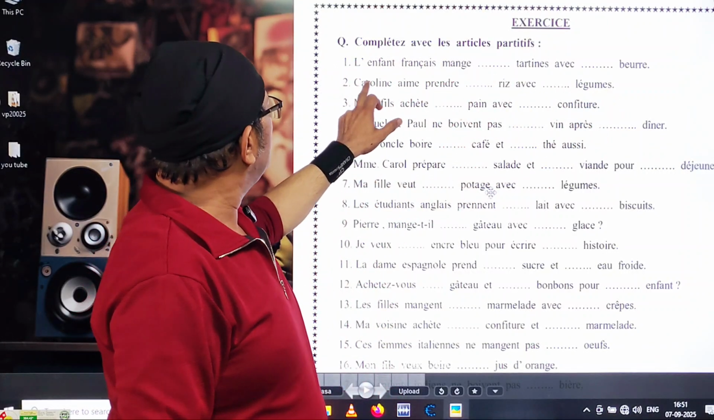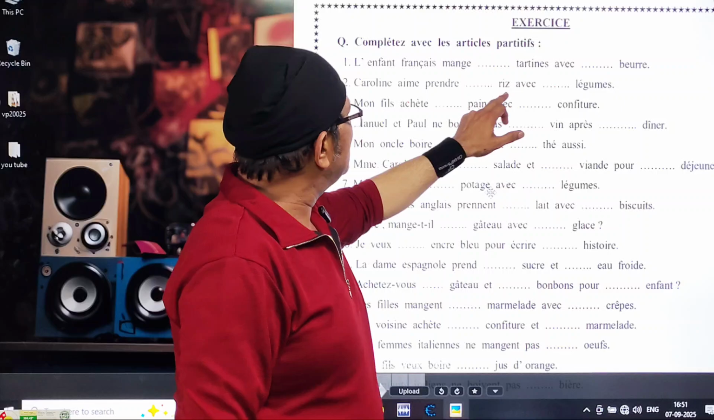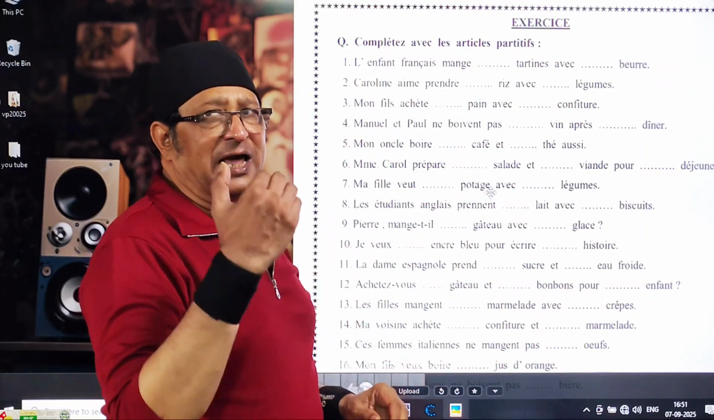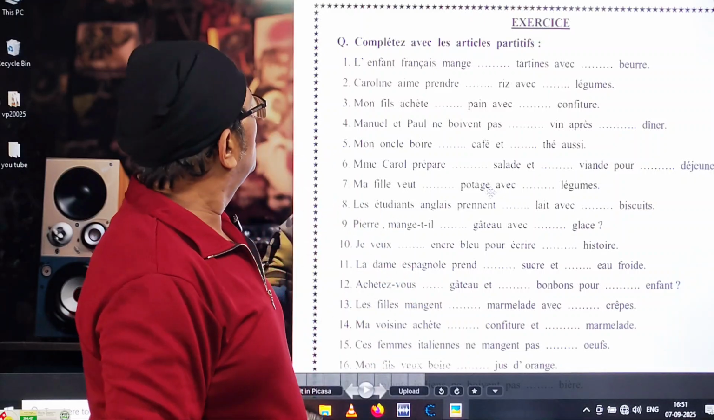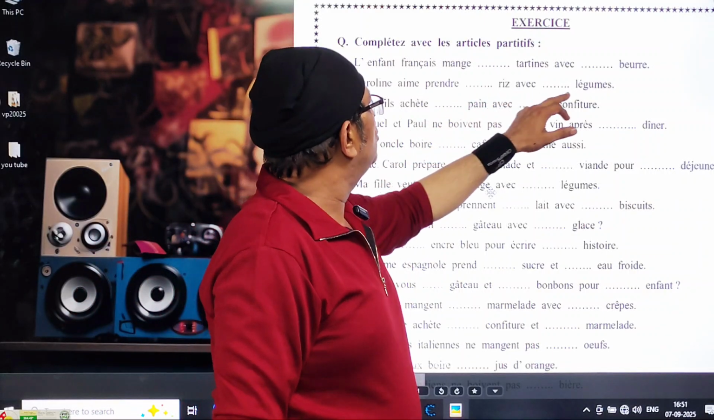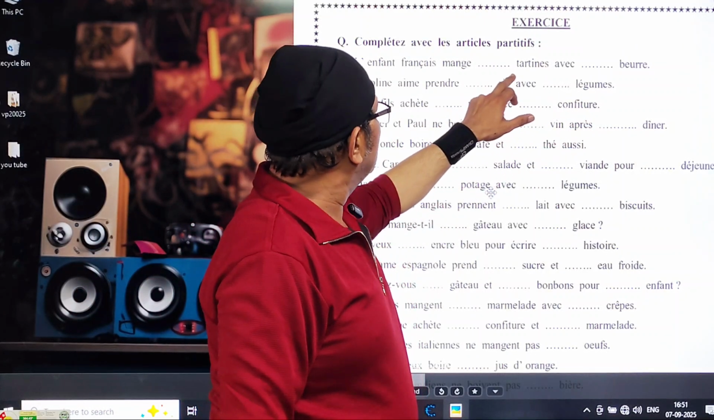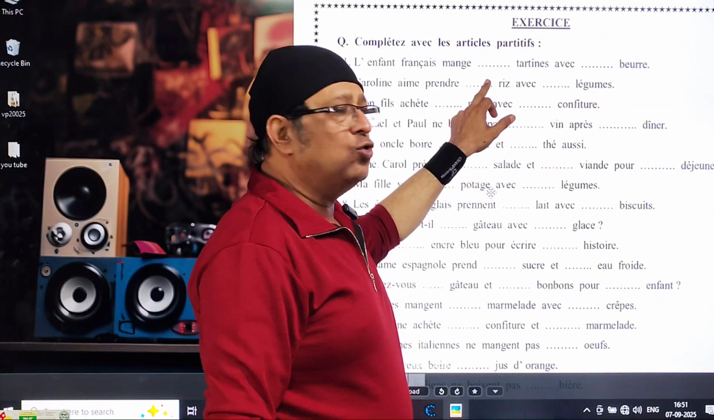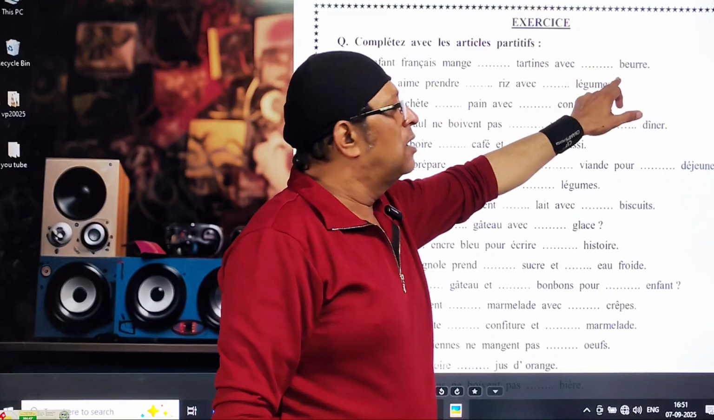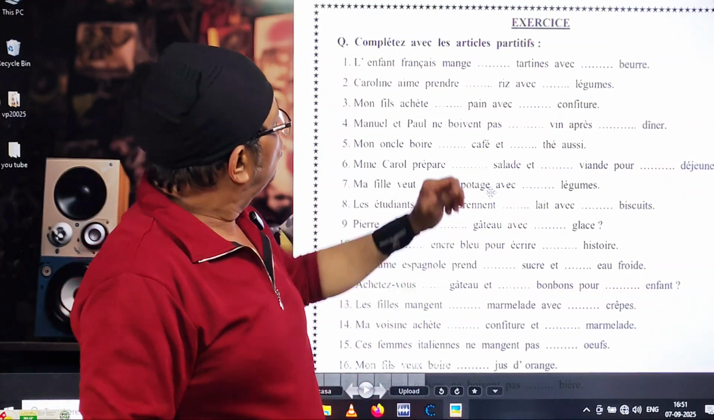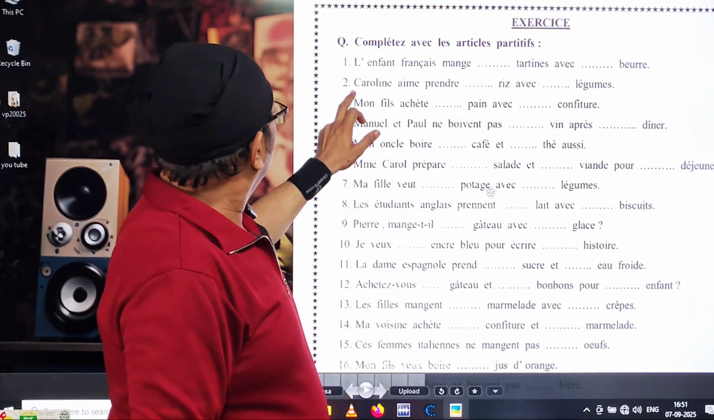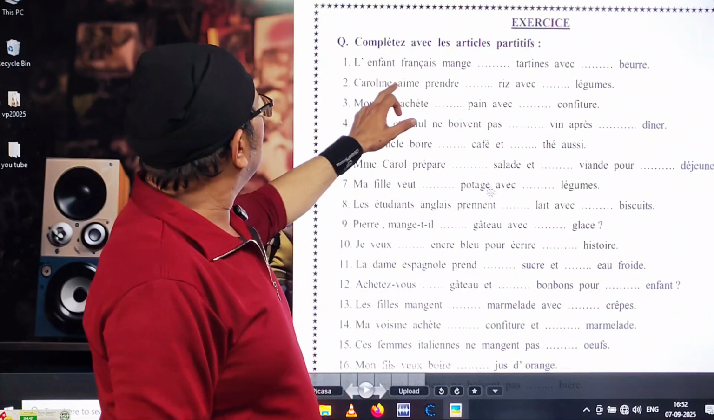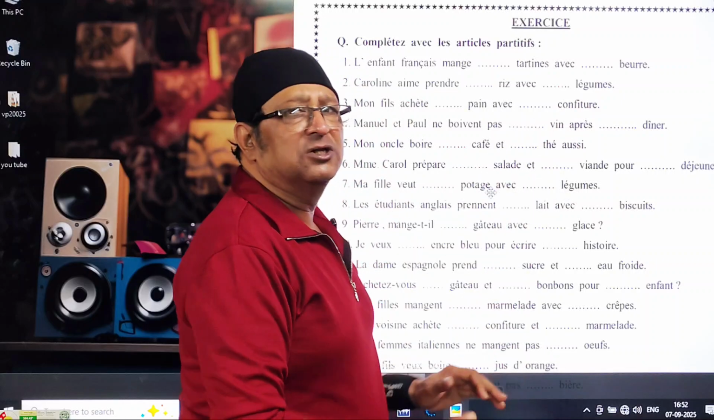Numéro 2. Caroline aime prendre dash riz avec dash légumes. Caroline likes to take, to eat, rice with vegetables. Rice is masculine singular, du riz. Avec légumes: masculine, plural, so we will use DES. Caroline aime prendre du riz avec des légumes. Caroline likes to take rice with vegetables.